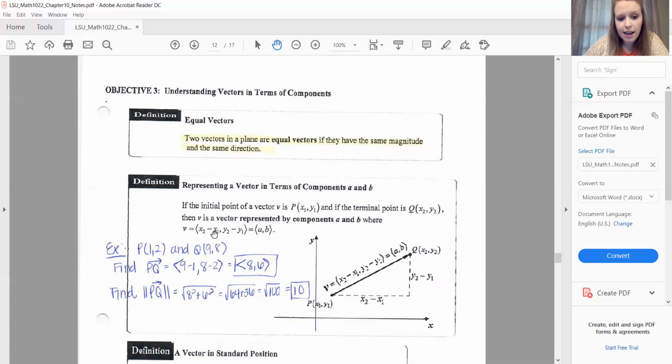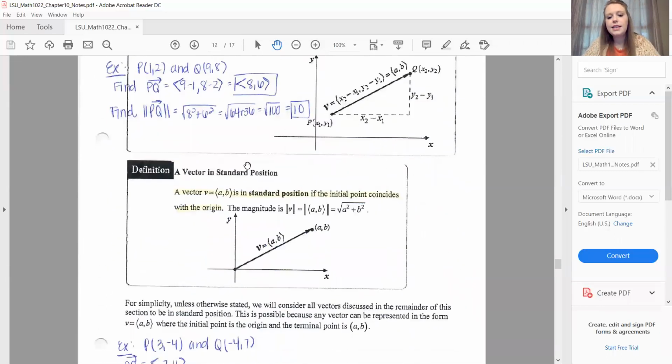So here you just subtract the x's and subtract the y's, and you will have your A and B. So P is this and Q is this. So for the vector, I would do 9 minus 1, which is 8, and then 8 minus 2, which is 6. So my AB is 8, 6. Okay, then this means magnitude. So to find the magnitude, you're going to use the 2 points you have. 8 squared is 64, 6 squared is 36, 64 plus 36 is 100, square root of 100 is 10. So this is the vector in terms of components, and then this is the magnitude of it. So it's just another way to write it.